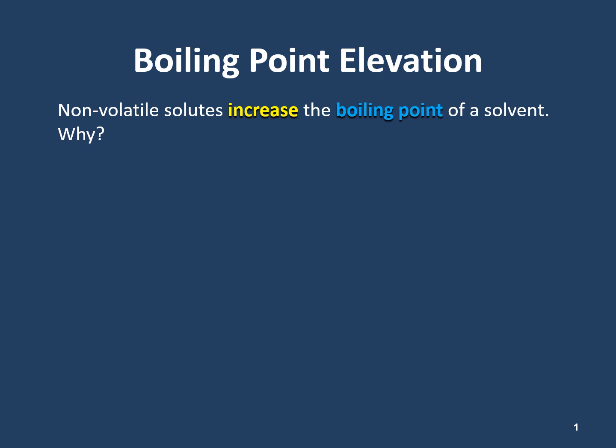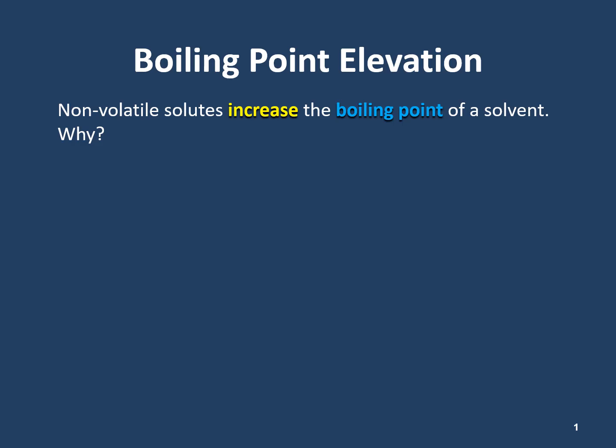Hello Chem 1B, this is our solution chapter, video 8, and we're going to be talking about two new colligative properties, boiling point elevation and freezing point depression. Now for boiling points, when we add a solute to a solvent, the boiling point of the solvent will increase. And we need to go over why, because you should know why this is happening.